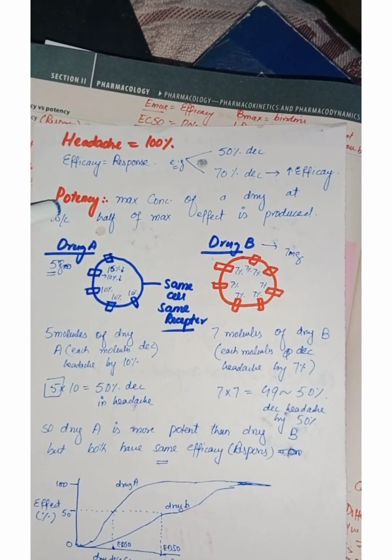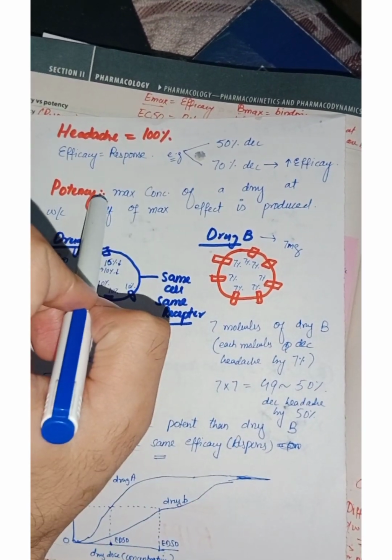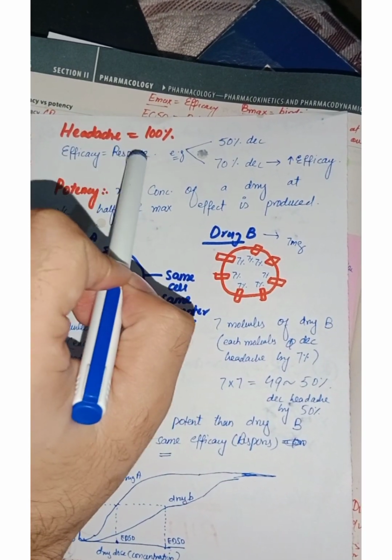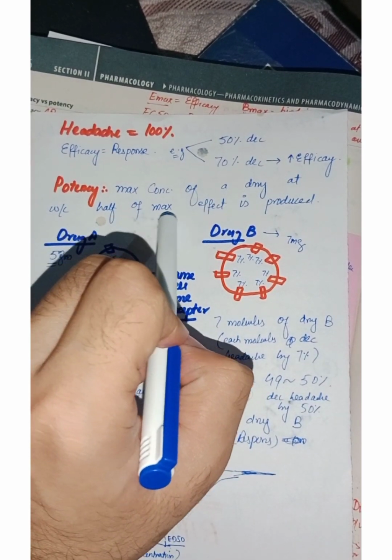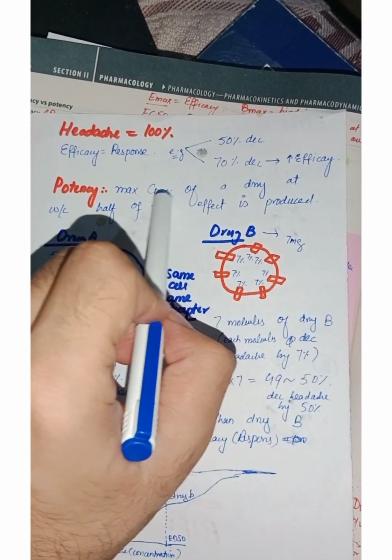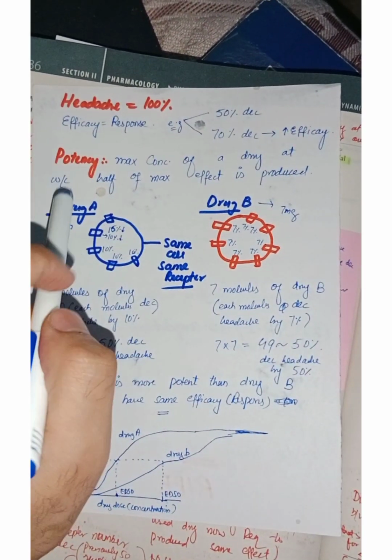Now come to potency. Potency is the concentration of a drug. Remember, potency is the concentration, efficacy is response. So it is the concentration of a drug at which half of the maximum effect is produced. Now what does that mean, half of the maximum effect? So now let's come to this example.